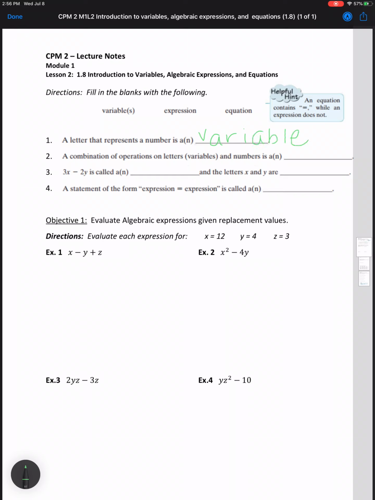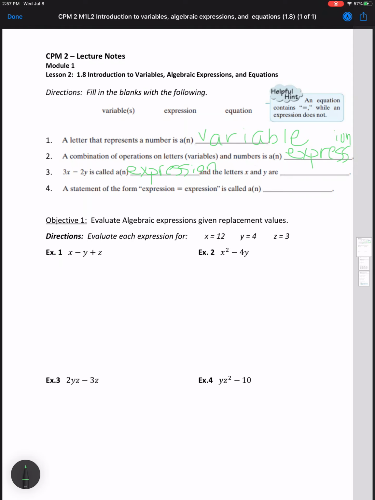Number 2, a combination of operations on letters, variables, and numbers is an expression. Sorry, it may get ugly. That's expression. Sorry, I ran out of room. Number 3, 3x minus 2y is called an expression. Because you'll notice an expression can have numbers, it can have letters, it can have pluses, minuses. The thing it doesn't have is the equal sign, and we'll talk about that in number 4.